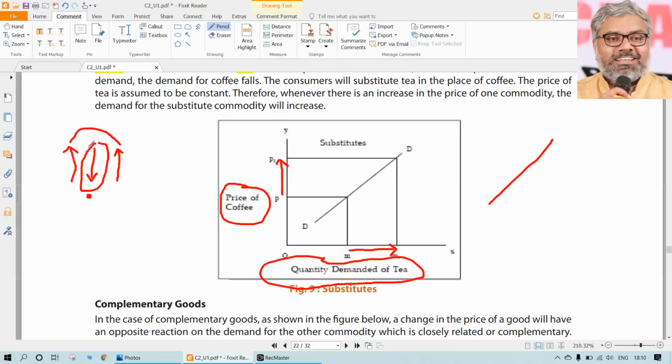Price of coffee increased, demand for coffee decreased first. When the demand for coffee decreased, people shifted from coffee to tea, because of which the demand for tea increased. So this intermediate step is what is important. That is the logic we should keep in mind. We don't have to give it in the answer, but this is what tells why this relationship exists. That why is important. That why is told by the in-between logic.